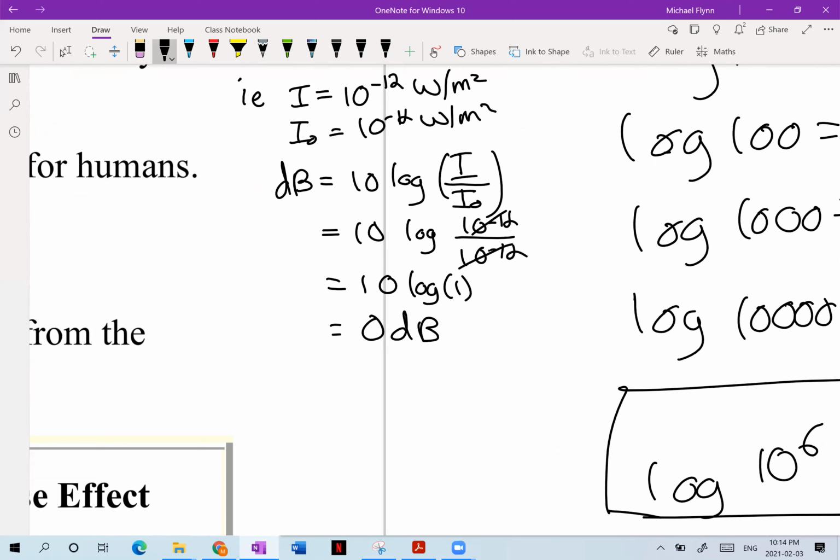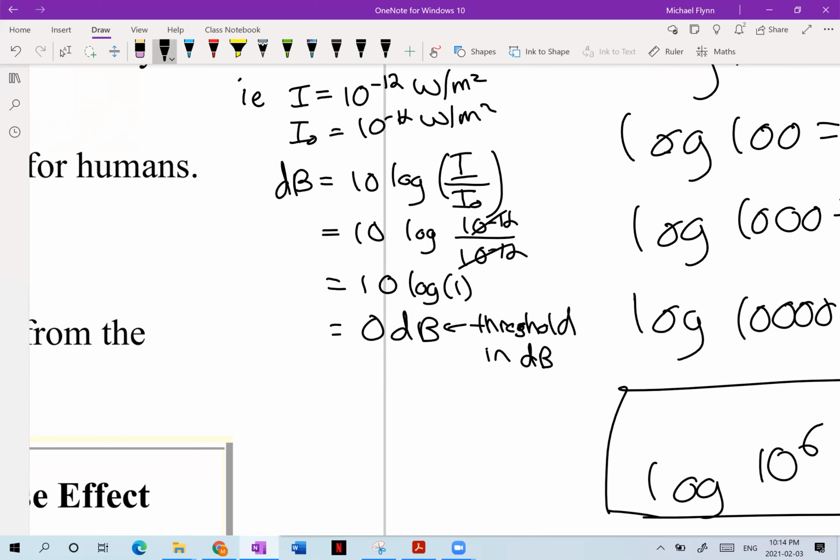So 0 doesn't mean 0 sound for decibels. 0 decibels is the quietest sound your ear can perceive. So this is the threshold of human hearing in decibels: 0. That's easy to remember, right? 0 is the quietest sound you can hear. It doesn't mean there's no sound, so please get that out of your head. It means it's 10 to the negative 12 watts per square meter. It means it's a really quiet sound.